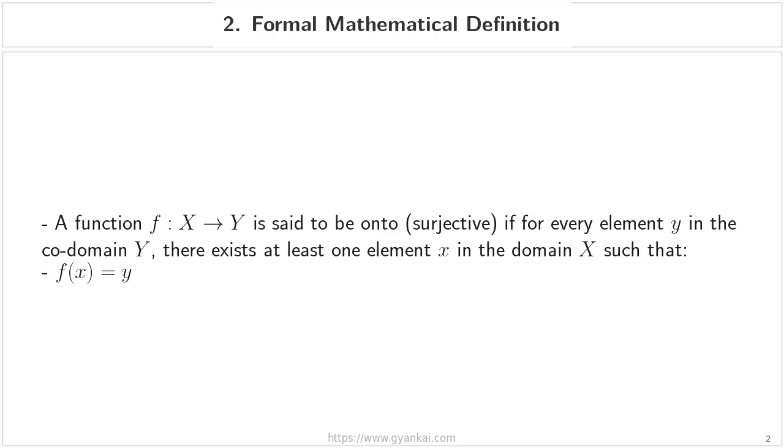2. Formal mathematical definition. Now that we have a general idea of what it means for a function to cover its target set, let's move on to the formal mathematical definition. Looking at the first point, we say that a function f from set X to set Y is onto, or surjective, if for every single element y in the codomain Y, there exists at least one element x in the domain X, such that f(x) = y. In plain English, this means that no matter which element you pick from the target set, you can always find a starting value that maps directly to it.